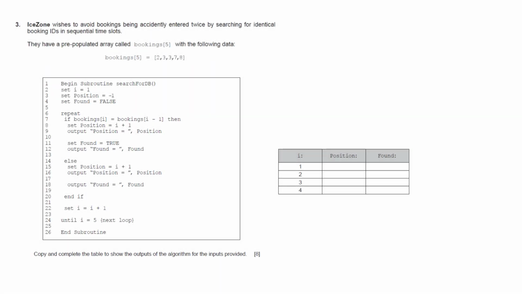Hello there and welcome to our third video in our series looking at paper 2, which is our practical programming paper. I've got a question here which looks like a dry run question, so let's jump straight in.